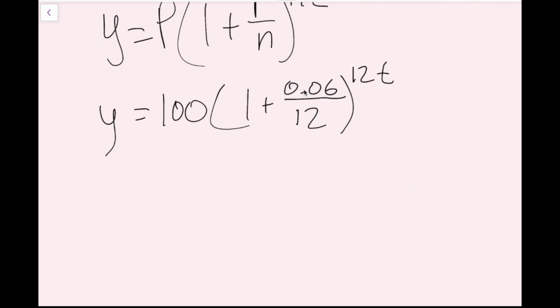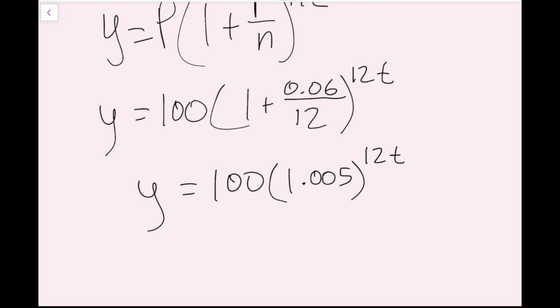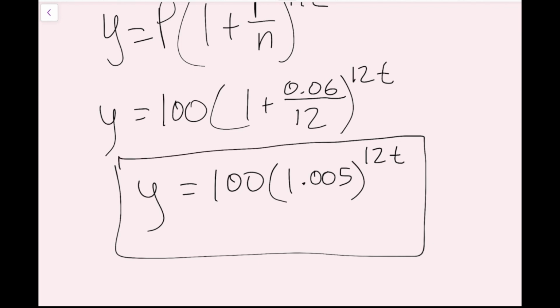Okay, so I can simplify 0.06 over 12. Well, I know 6 over 12 is 0.5, but the decimal moved twice, so I can move it back over. So it's going to be 0.005. And then if I add 1 to it, I can change this 0 to a 1. So this is the number that's going to be multiplied repeatedly, okay? And then this will be taken to the 12t power times 100. So that right here is going to be my compound interest formula.